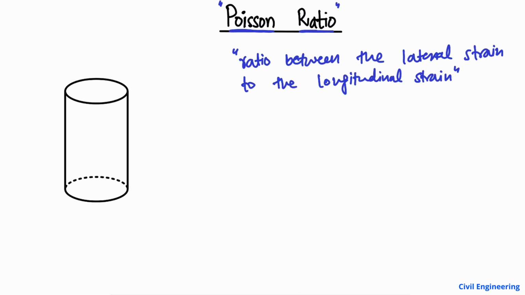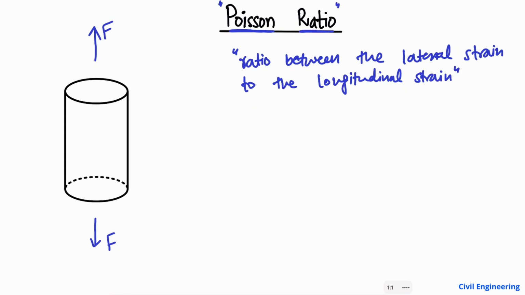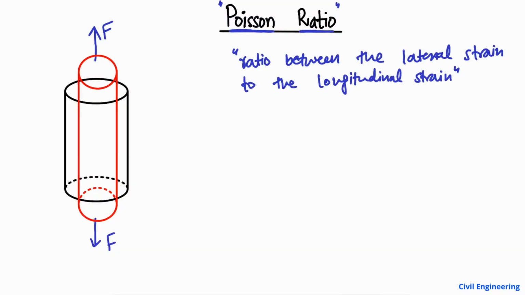I'm going to take here the cylindrical shape. For example, this is any kind of object. It might be a concrete cylinder or maybe a steel bar, and I apply the load on this cylinder in this direction. If a tension load is applied on this cylinder, what will happen? Due to the application of the load, the object will try to deform. It will contract in the lateral direction and it will expand in the longitudinal direction.